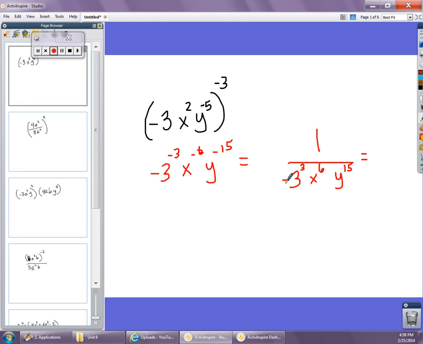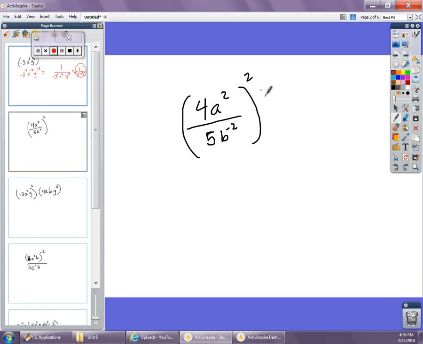And then last, negative 3 to the third power is negative 3 times negative 3 times negative 3, which is negative 27. I could put the negative sign out front because the whole fraction is going to be negative, since you have a positive divided by a negative. You could have put it by the 27 too if you really wanted to. And there's your answer: 1 over negative 27, and then x to the 6th, y to the 15th also in the denominator.